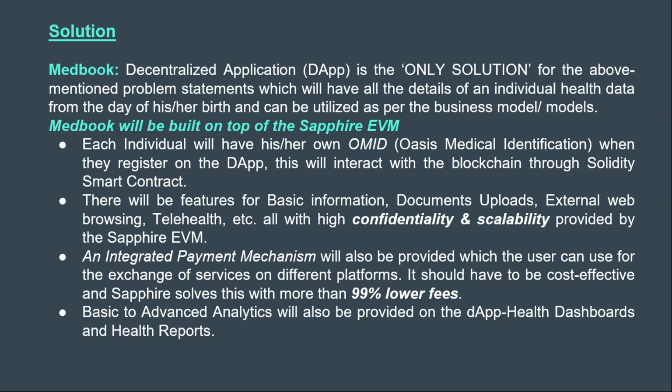All with high confidentiality and scalability provided by the Sapphire EVM. An integrated payment mechanism will be provided, which the user can use for the exchange of services on different platforms. And obviously, the user wants it to be cost effective. What can be better than Sapphire, which solves this with more than 99% lower fees compared to Ethereum transactions. And basic to advanced analytics will also be provided on the DApp, like health dashboards and health reports.